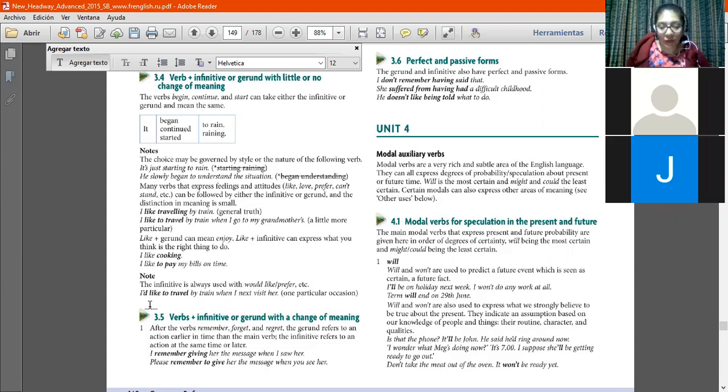And no, the infinitive is always used with would like or prefer, etc. I'd like to travel. No, I would like. ¿Se acuerdan de sus primeros libros? The use of would. I would like to hear. I would like to travel by train when I next visit her. Entonces, one particular occasion. Yeah, I would like to. Es un deseo, una preferencia.